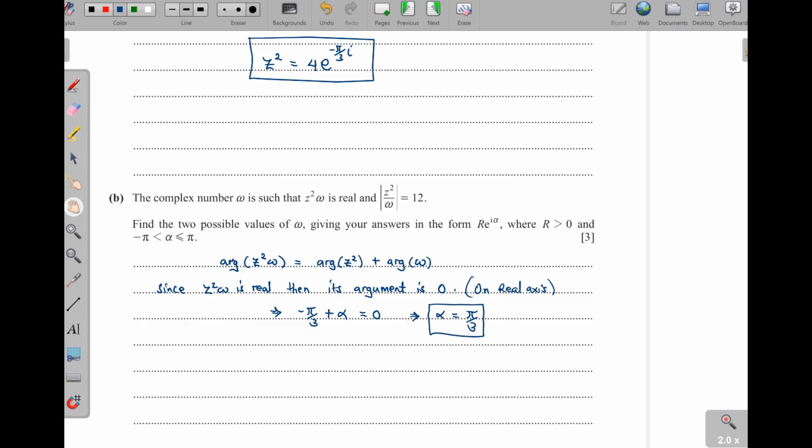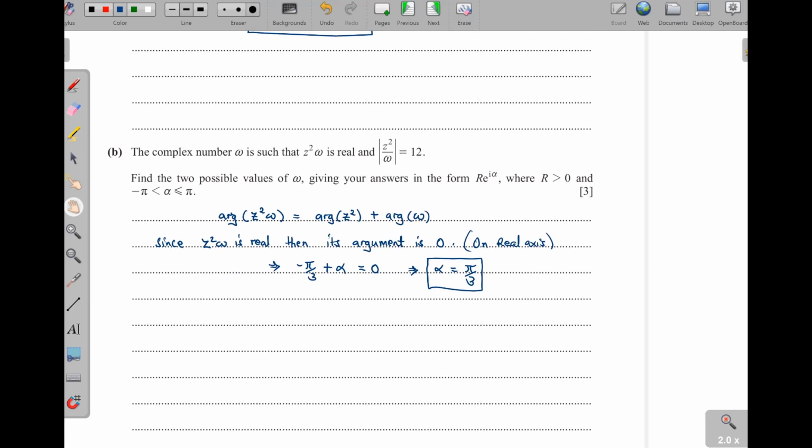Then what else? We are going to go to this one here, the modulus. So the modulus of z squared out of omega, this one they are saying it is equal to 12. This is the same thing as saying the modulus of z squared out of the modulus of omega shall be equal to 12, not so? Then I can cross multiply.